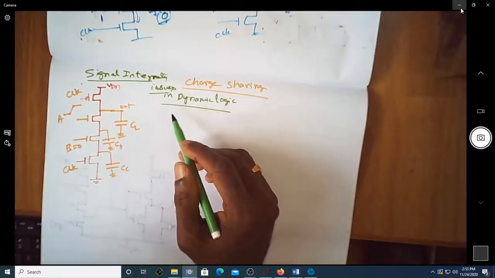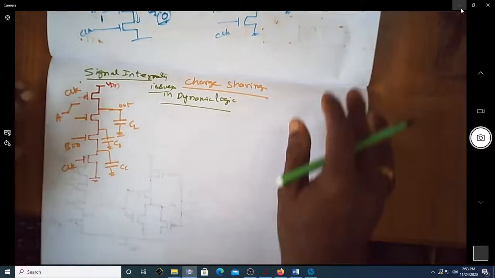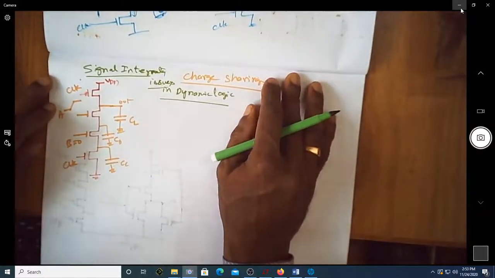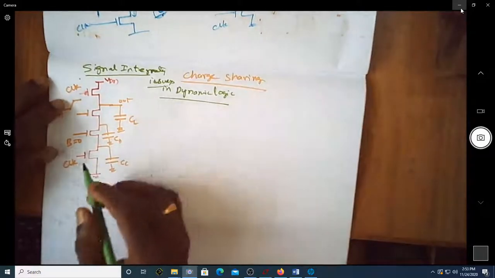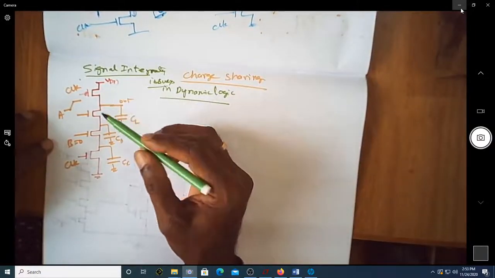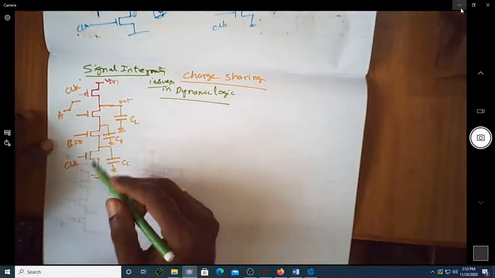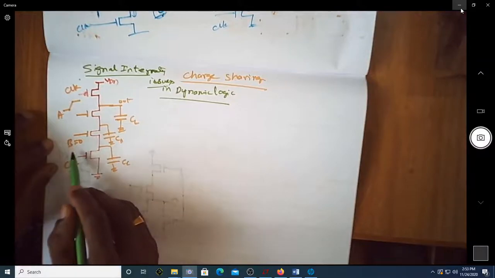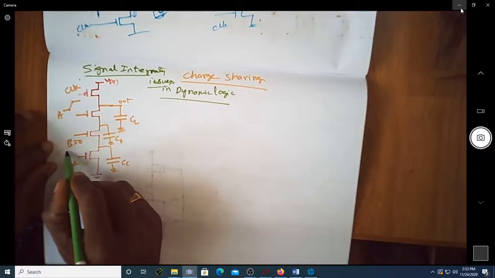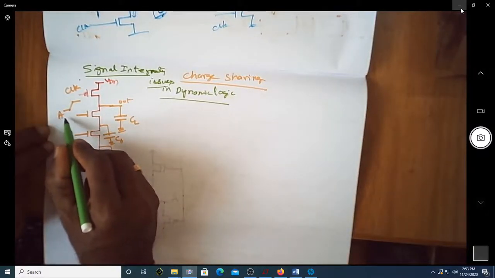The second signal integrity issue in terms of dynamic logic is charge sharing. So let us try to understand this charge sharing difficulty in the case of dynamic CMOS. You can see this is a dynamic CMOS circuit, maybe an implementation of a NAND gate. So here we have inputs A and B. Let us assume that B is always 0, but A is going from 0 to 1.